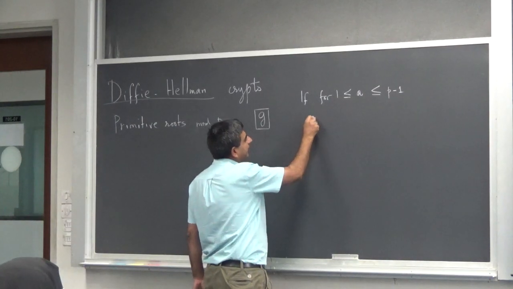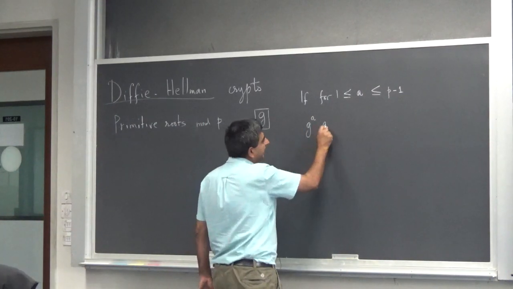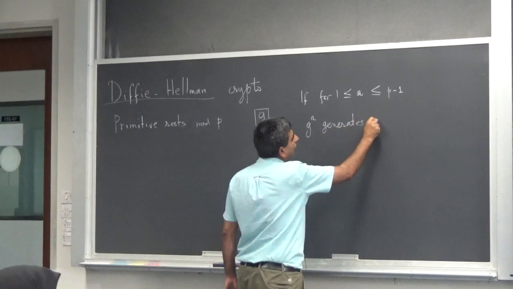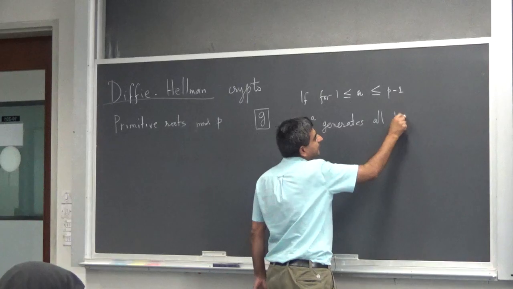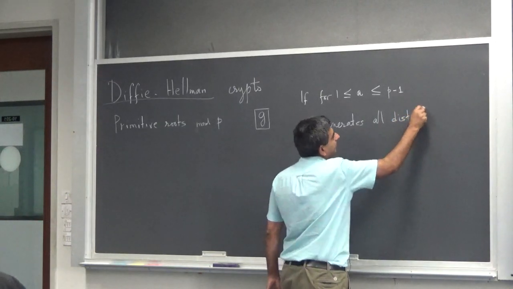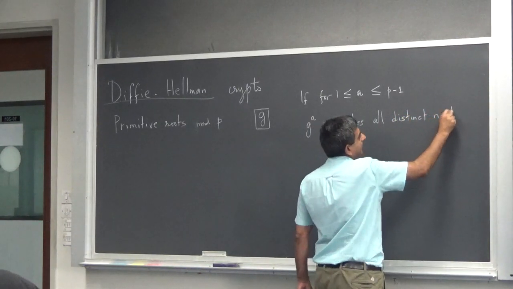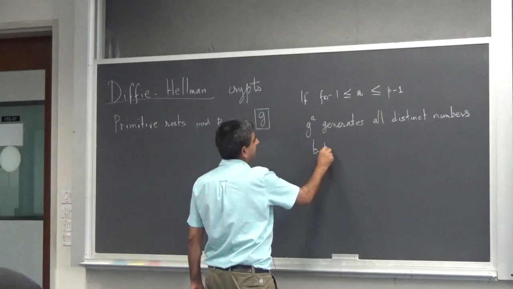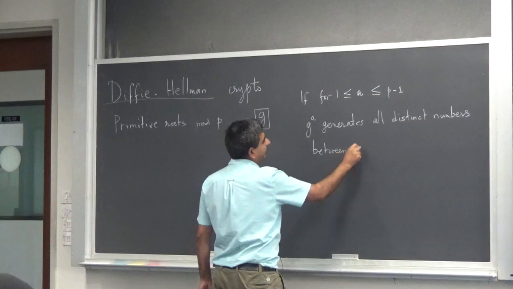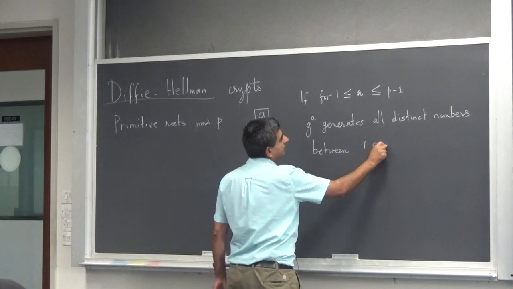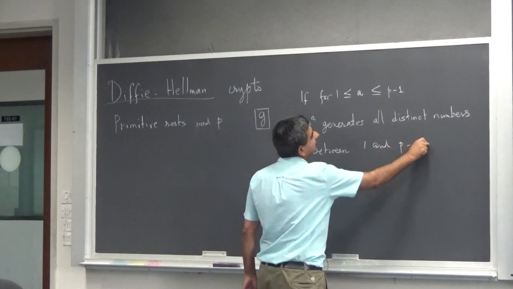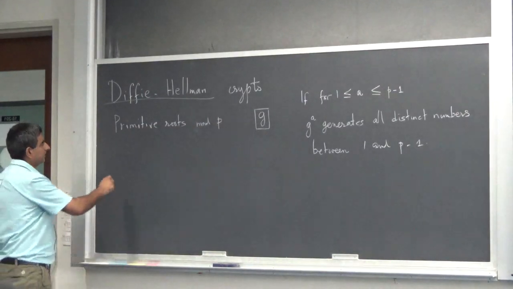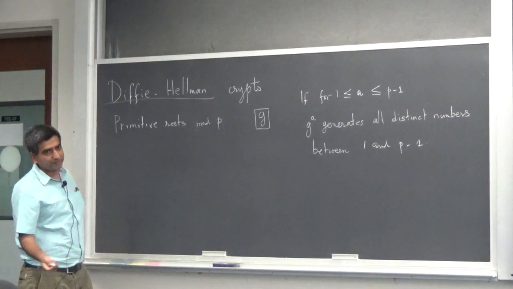G raised to the power A generates all distinct numbers between 1 and p minus 1. This is how we define a primitive root mod p. For example, let's look at a few examples.